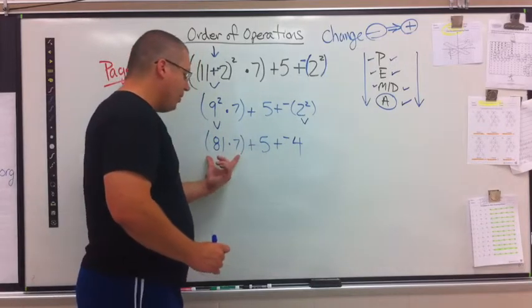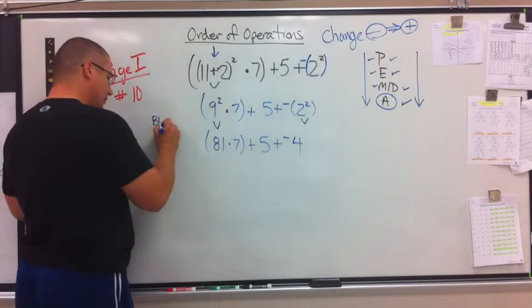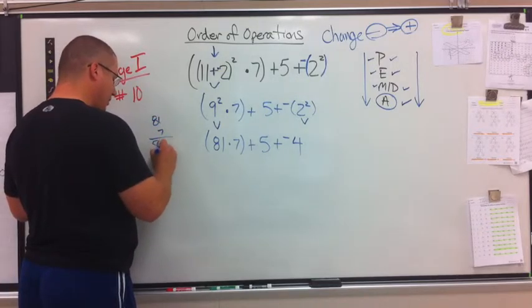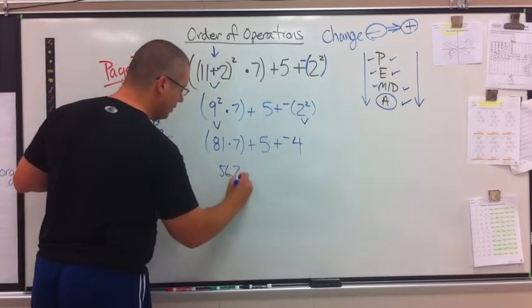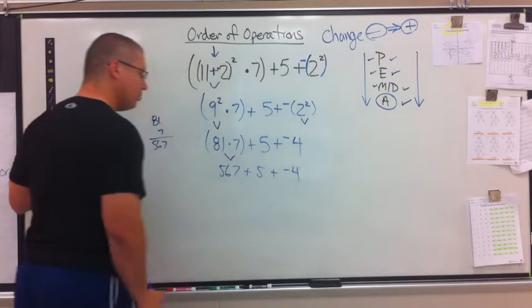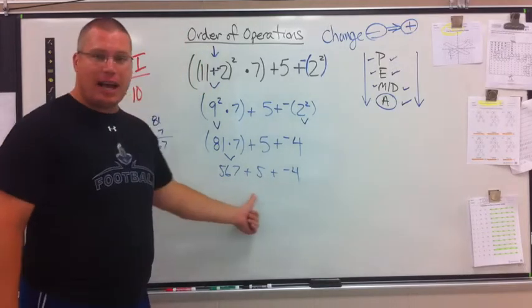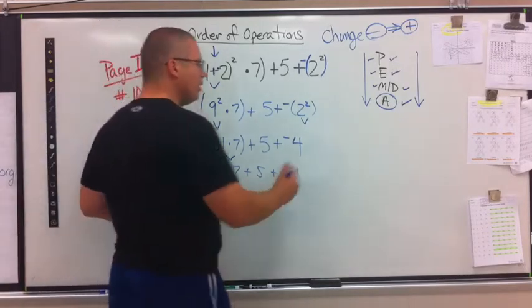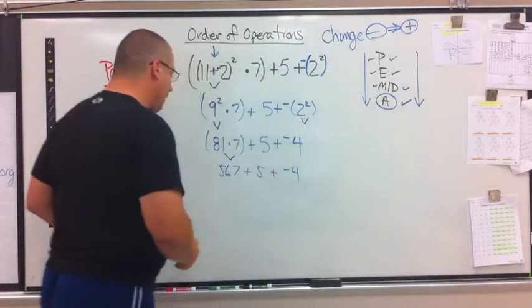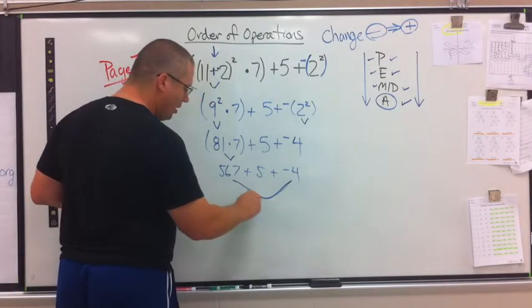I still have parentheses, so I got to take care of 81 times 7. 81 times 7. 567, plus 5, plus negative 4. So now I'm here and I have everything left as addition, which is what I want. Addition should be my final step. When it's all addition, this is nice because I can do it all at once.